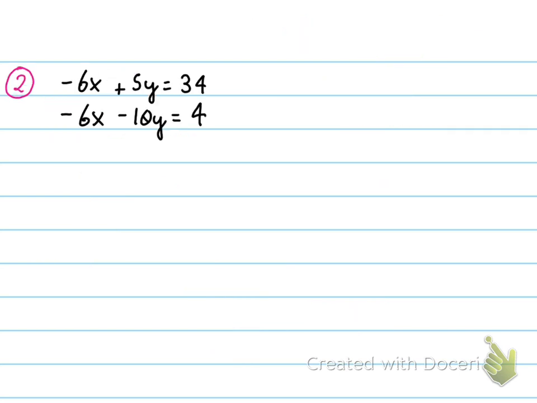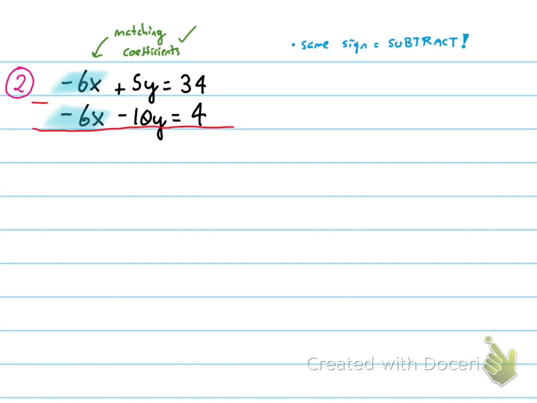In our next example, we have negative 6x plus 5y equals 34, and negative 6x minus 10y equals 4. Since I have the same sign here, I'm going to subtract. I'm going to focus on the x's here again because they have matching coefficients. I see negative 6x and negative 6x. Same sign, I'm going to subtract. Reason being, negative 6 minus negative 6 ends up being negative 6 plus 6, which is 0, so the x's cancel out. 5 minus negative 10 ends up being 5 plus 10, which is 15.